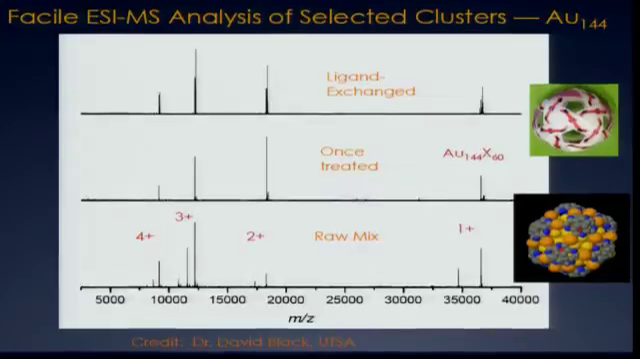So you can do electrospray mass spectrometry. You can even couple it to liquid chromatography, HPLC. And you can separate out from mixtures the different sizes. You can prepare them in a raw mixture, in which case the electrospray mass spectrum shows you have 1, 2, 3 species in each of the different charge states. You treat them further, purify them further, and you end up with just mainly the one compound in the +1, +2, +3, +4 charge state.